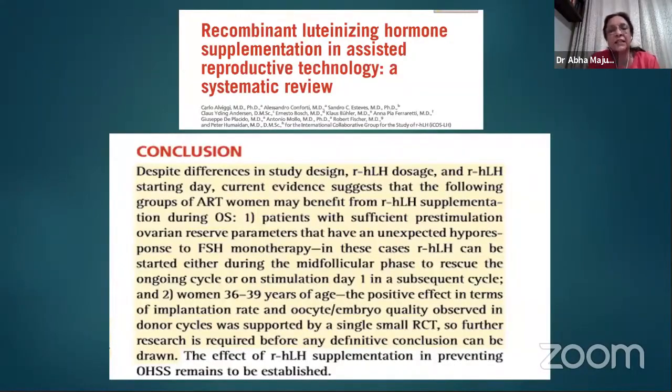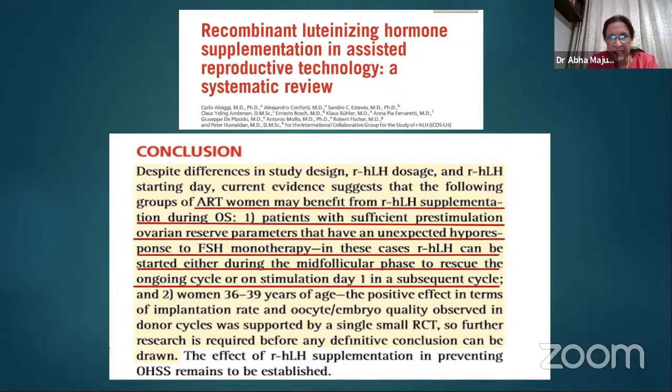And we have come to a sort of a lasting statement that yes, LH is a good additive in poor responders, especially if the reserve is low. And if you see here, I've only highlighted that ART women may benefit in this paper, which is a systematic review. ART women may benefit from recombinant LH supplementation during OS, especially patients with sufficient pre-stimulation ovarian reserve parameters that have an unexpected hyporesponse to FSH monotherapy. In these cases, recombinant LH can be started either during the mid-follicular phase to rescue the ongoing cycle, or on stimulation day 1 in a subsequent cycle.